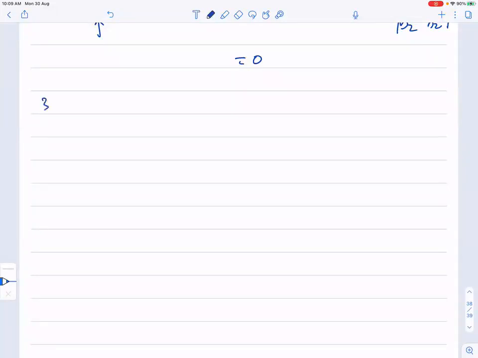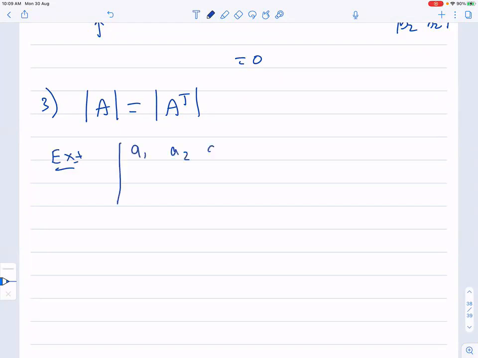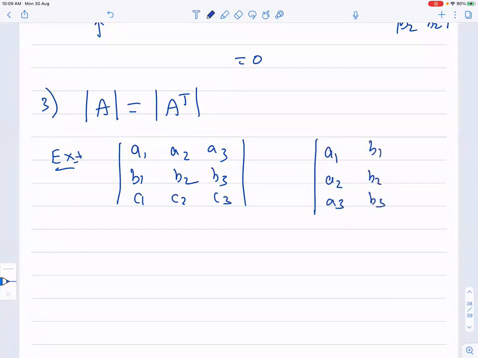Third property. Det of A equals det of A transpose. Even this makes sense if you observe what happens when you do transpose. Imagine A1, A2, A3, B1, B2, B3, C1, C2, C3 is there. What is the transpose of the matrix? If this is the A matrix, the transpose of this will be, we will write A1, A2, A3 in a column, B1, B2, B3 in a column, C1, C2, C3 in a column. So the determinant of both will be the same.